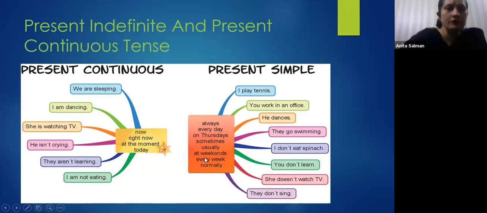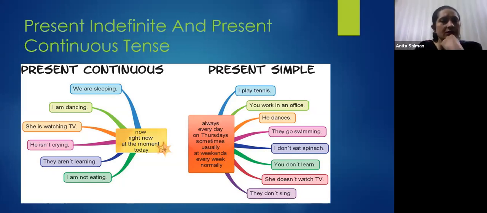Fine. If you see present continuous tense, what are the frequent words that we use with them? We are sleeping now or right now or at the moment or today. I'm dancing, now, right now, at the moment. She is watching TV at the moment or now or today. He isn't crying right now. They aren't listening now. I'm not eating today or at the moment. That's clear? If it is clear, give me thumbs up. Hurry up, beta, hurry up. Give me thumbs up. If it is clear, then quickly we'll do the exercise.